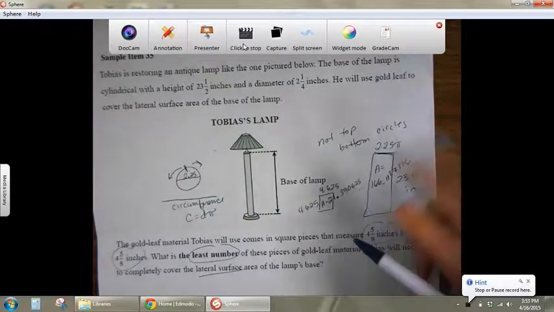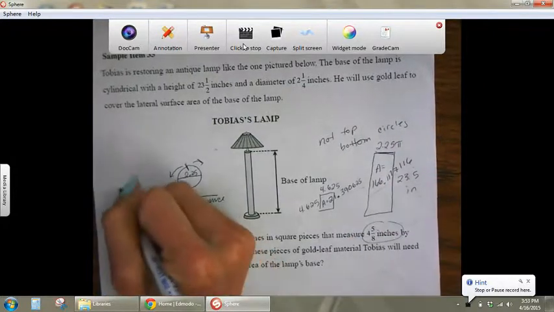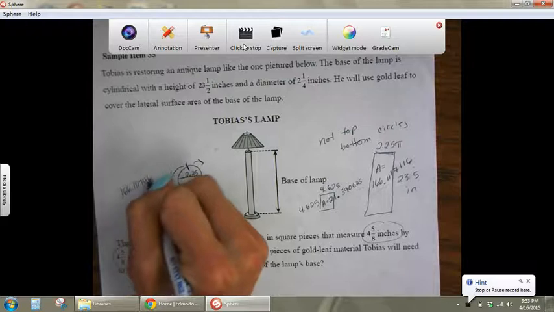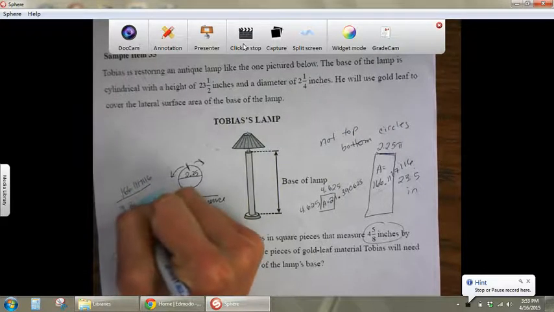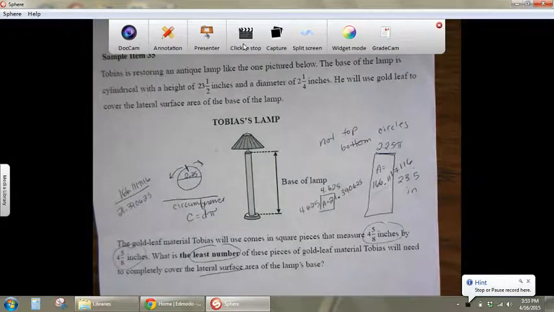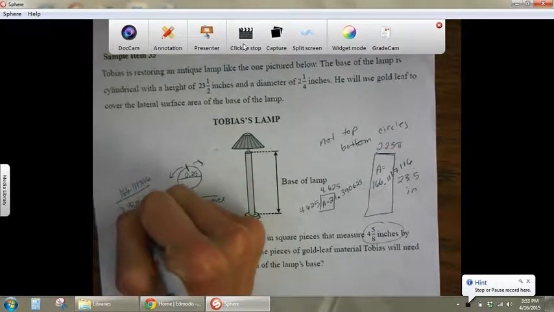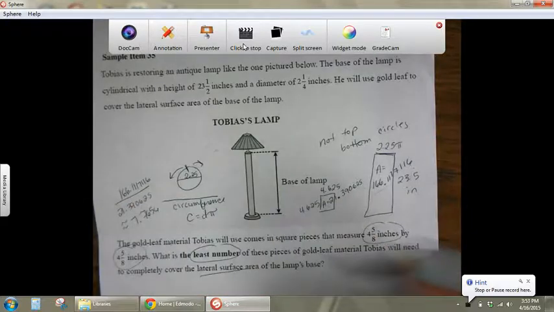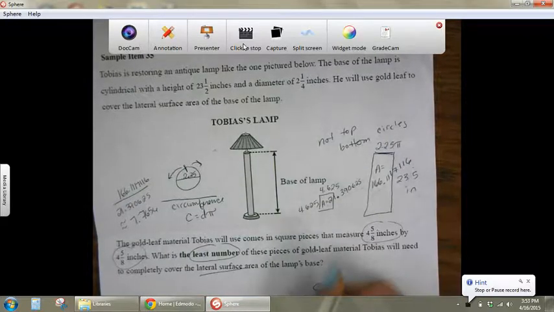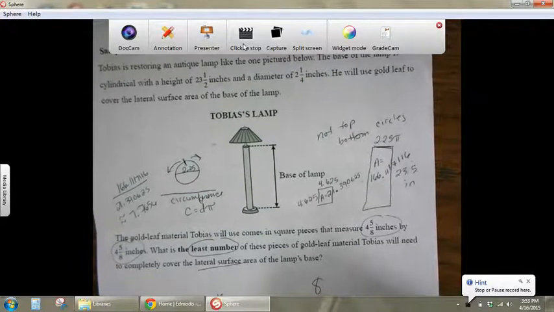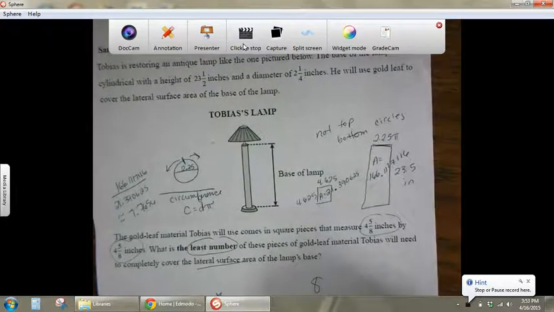So you're just going to divide those two numbers. I can say 166.1117116 divided by 21.390625, and I get 7.7656. So you're going to at least need to buy 8 gold leaf pieces because they're not going to let you at the store just buy 0.7656 of a piece of a square.